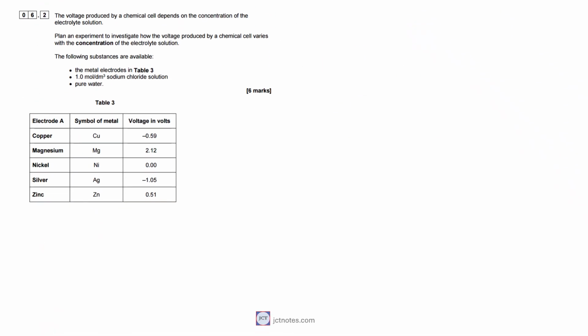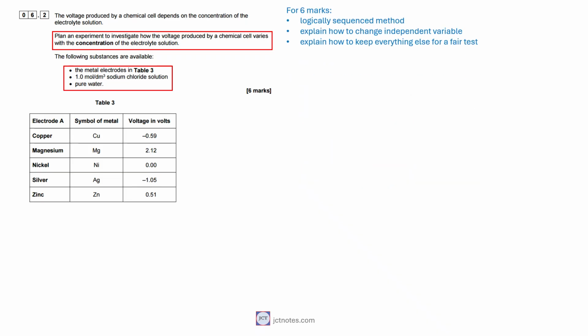Now let's tackle question 6.2. This is a 6-mark extended response question that requires us to plan an experiment. We need to investigate how the voltage produced by a chemical cell varies with the concentration of the electrolyte solution. We are told we have the metal electrodes from Table 3, a 1.0 mol per decimeter cubed sodium chloride solution, and pure water available. 6-mark questions are marked using levels. To hit level 3 and secure 5 to 6 marks, your method must be a logically sequenced, valid plan that explains exactly how to change your independent variable and how to keep everything else a fair test.